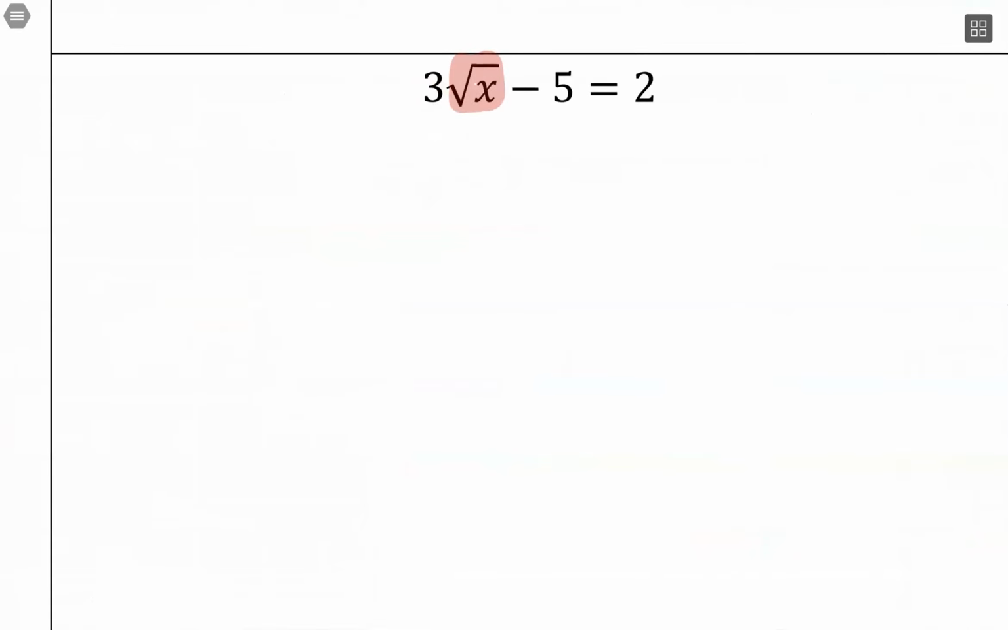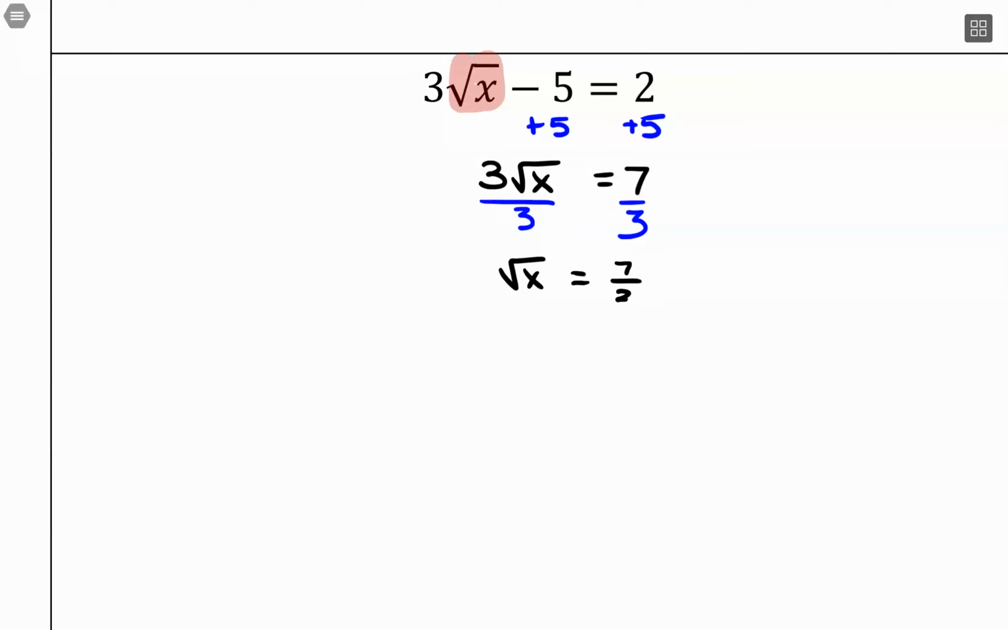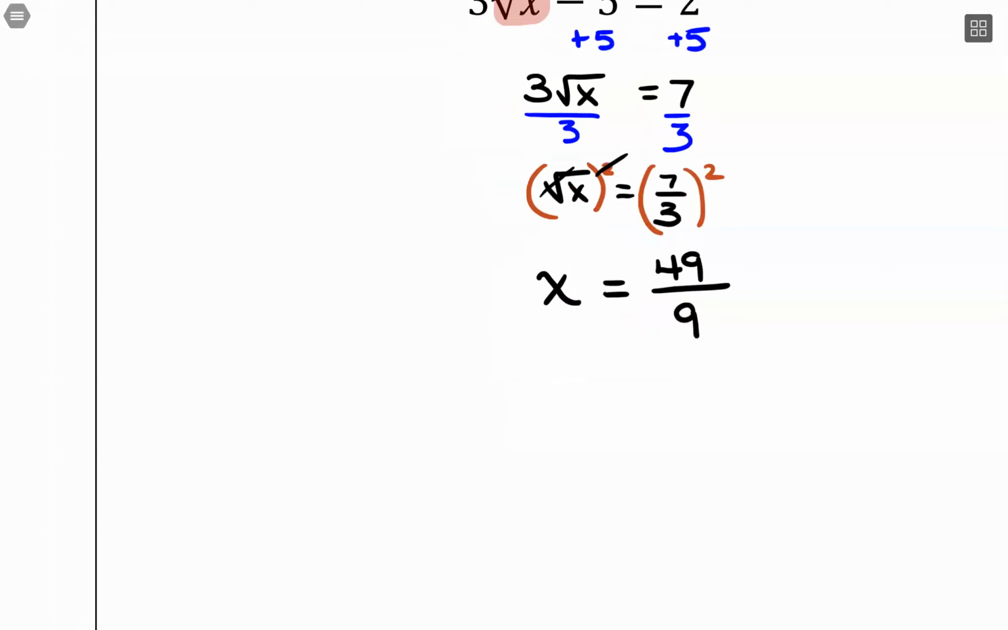So I want to isolate the square root of x term. So what I'm going to do is add 5 to both sides. So I have 3 times the square root of x equals 7. Divide both sides by 3. So we have square root of x equals 7/3. I'm going to square both sides of the equation so that that radical and exponent cancel each other out, so we'll just have x equals 7 squared is 49, 3 squared is 9, and I will leave it just like that, since there's nothing to simplify down there.